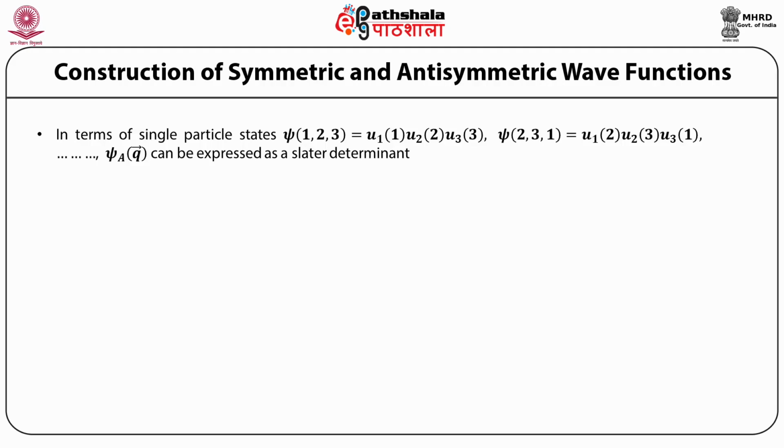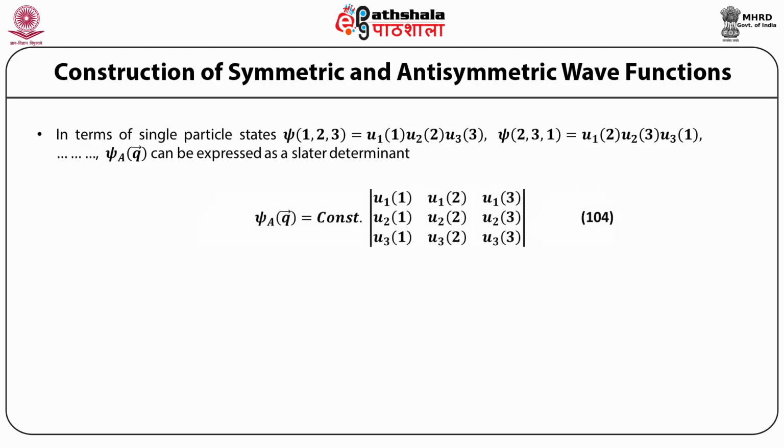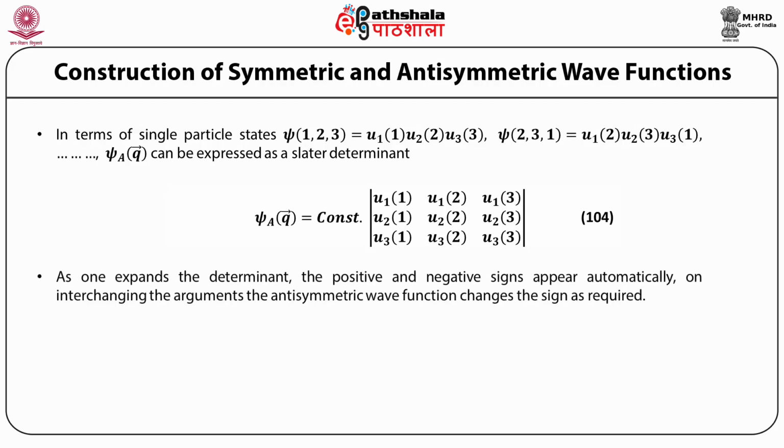Psi antisymmetric can be expressed as a Slater determinant. So, psi antisymmetric is equal to a constant times the determinant of u1(1), u1(2), u1(3), u2(1), u2(2), u2(3), u3(1), u3(2), u3(3). As one expands the determinant, the positive and negative signs appear automatically. On interchanging the arguments, the antisymmetric wave function changes sign as required.